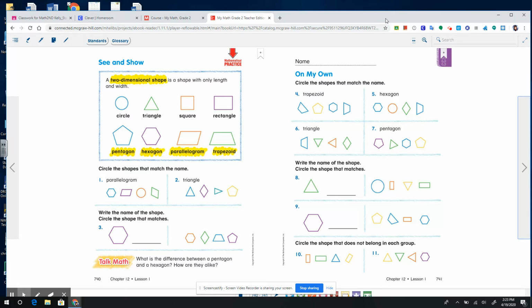On your own, I want you to go ahead and think about those. You can write them out. You can draw them out. You can talk to a friend, talk to somebody at home. You have to find your trapezoids, your hexagon, triangle, pentagon, then write the name of the shape, circle the shape that matches. So you need to find this shape, write the name, and find it over here. Figure out what this shape is, write the name, find it over here. Then circle the shape that does not belong in each group. So you're looking for which one doesn't belong. You can put an X on it and circle it so that way you know it doesn't belong in that group.